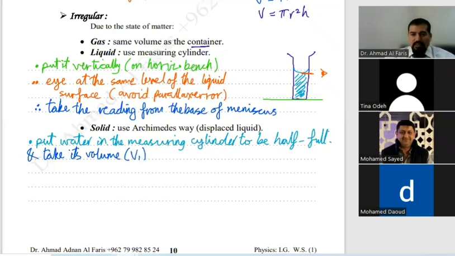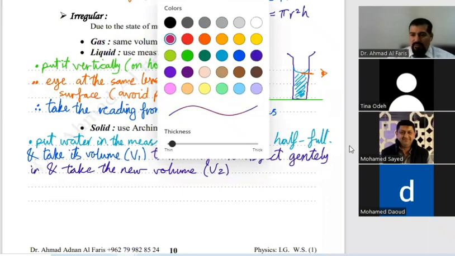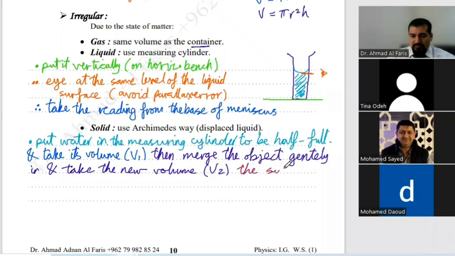Between brackets V1, then immerse the object gently in, so no water can get out, gently in, and take the new volume, V2. Then what? Then subtract the volumes. So that means the volume of the solid object equals V2 minus what? V1.